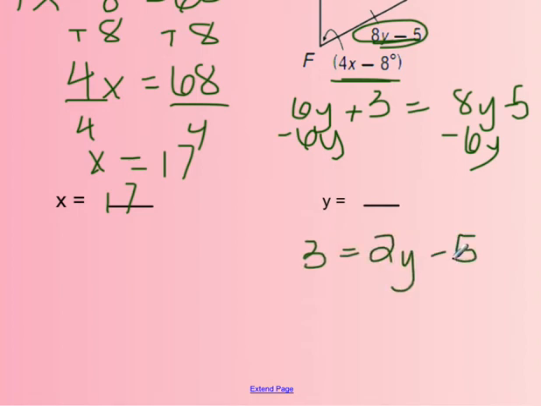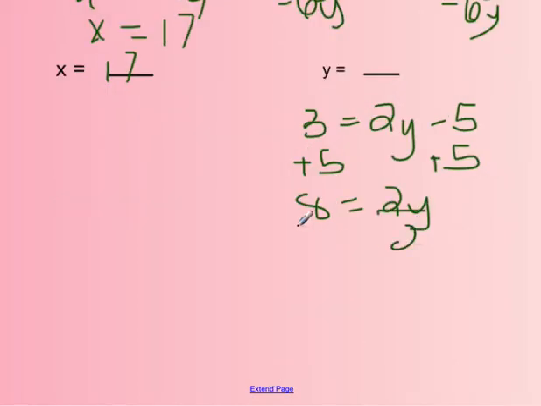So now I need to get that minus 5 over to the other side. So I'm going to add 5 to both sides. And I get 8 is equal to 2y. Divide both sides by 2. And I get that y is equal to 4. So that was just using properties of an equilateral triangle to get to that point. Well, let's take a look at number 6.